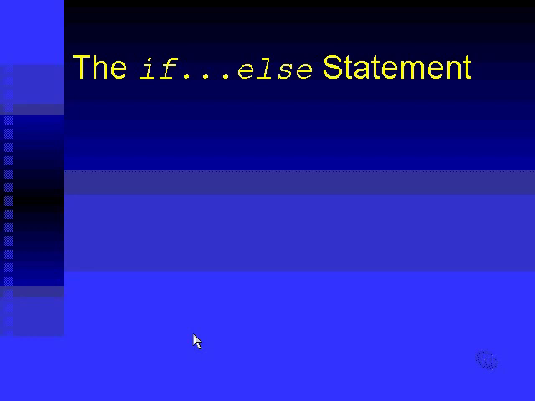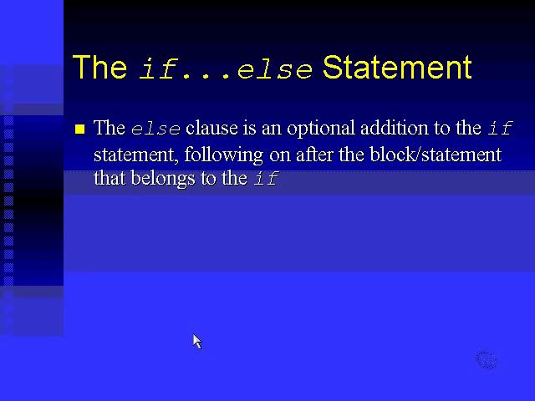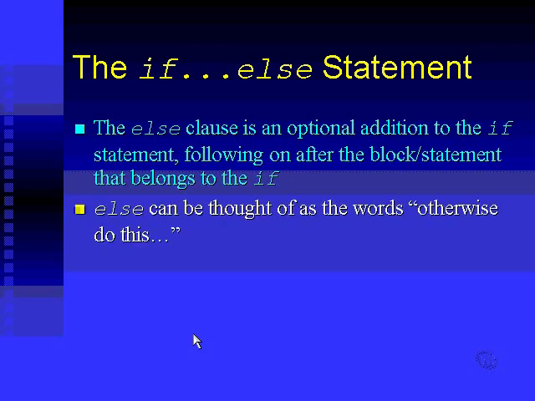Well, the full picture looks like this. If condition is true, then perform some code. Otherwise, perform different code. If condition true, perform code A, else, I notice I use the word else there, perform code B. So it looks like this. It's an optional addition to the if statement, following on immediately after the code that gets executed if the if statement is true. And else can be thought of as the words, otherwise do this. So if a condition is true, do this, otherwise do this.